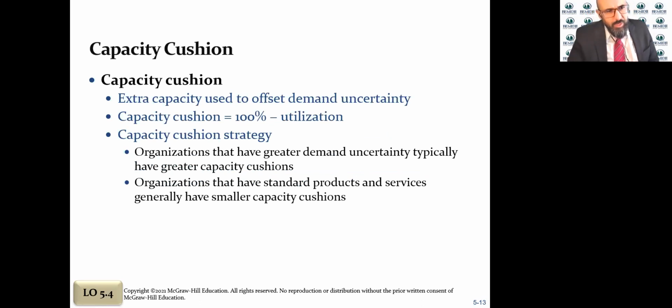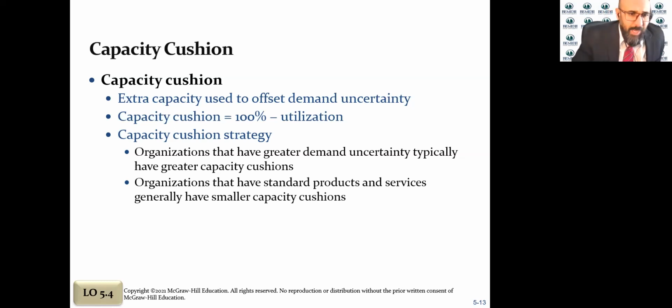Another strategy we use is called capacity cushion, which is basically an extra capacity used to offset the demand uncertainty. These days especially, we see uncertain demand. Therefore, we need, as operations managers, to meet that uncertainty, even though no one can predict it. However, what would you do? There's a small calculation you could use: capacity cushion would be 100% minus the utilization. In a different way, what we could say is utilize your facility in a better way to have this cushion in your capacity.